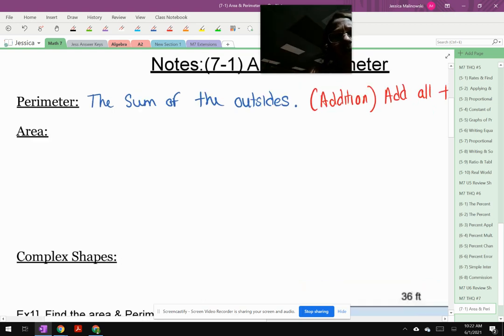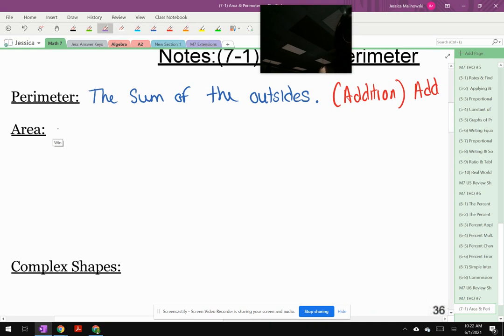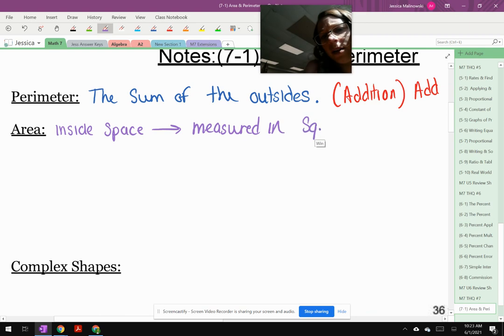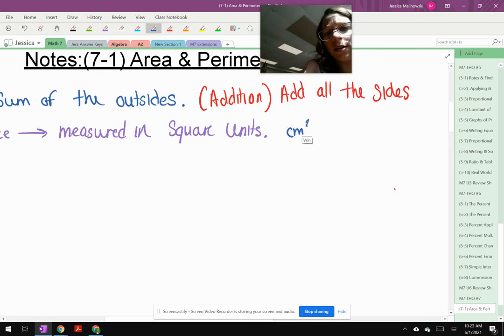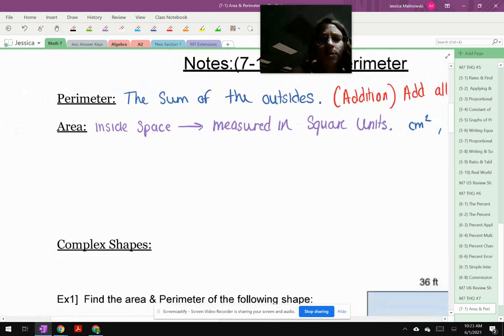Area, however, on the other side, area is the inside space. Area is always measured in square units. So what I mean by that is like centimeters squared, inches squared, so on and so forth.